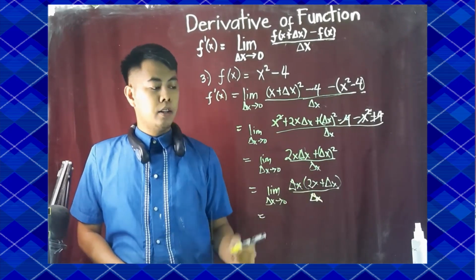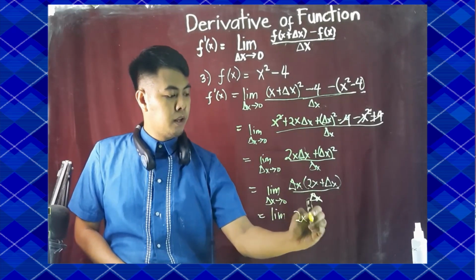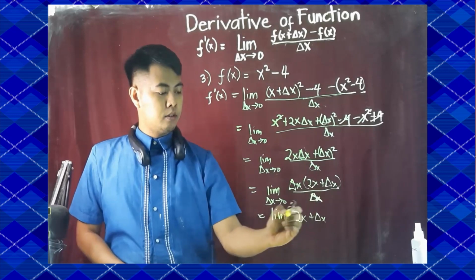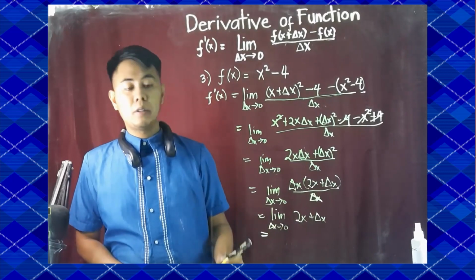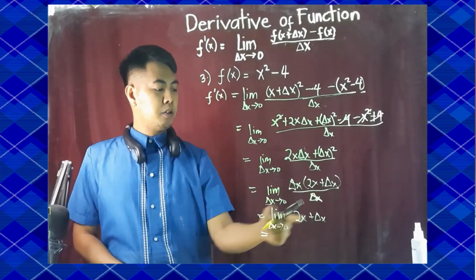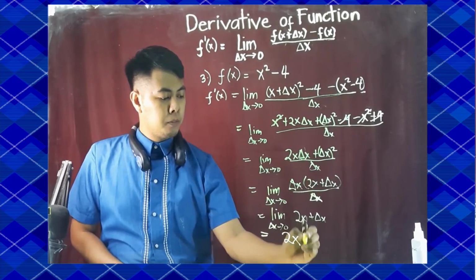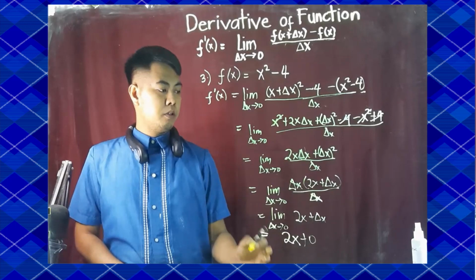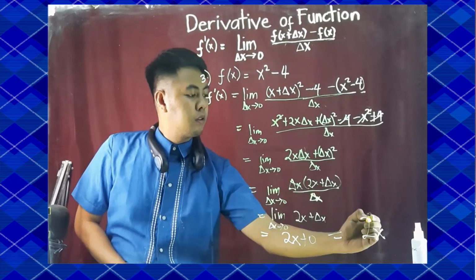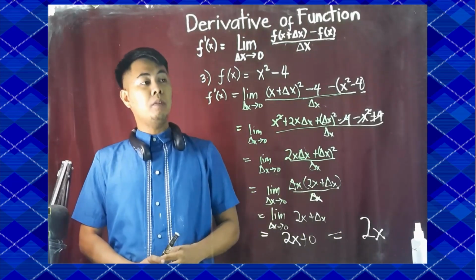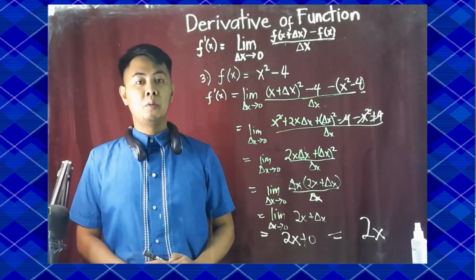Then cancel delta x. So the limit now will become 2x plus delta x, where delta x approaches 0. So let's substitute now the delta x 0 here. So the expression will become 2x plus 0. So the derivative of the function is 2x. Okay, so the derivative of the function f of x, x squared minus 4 is 2x.